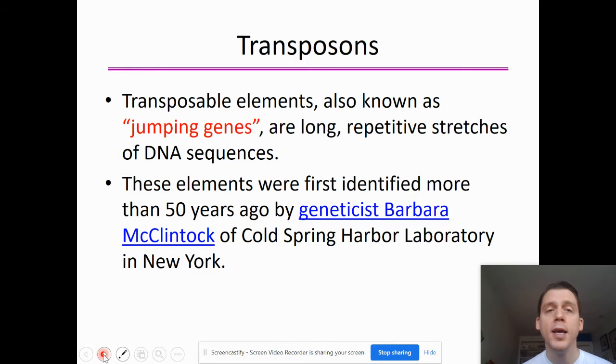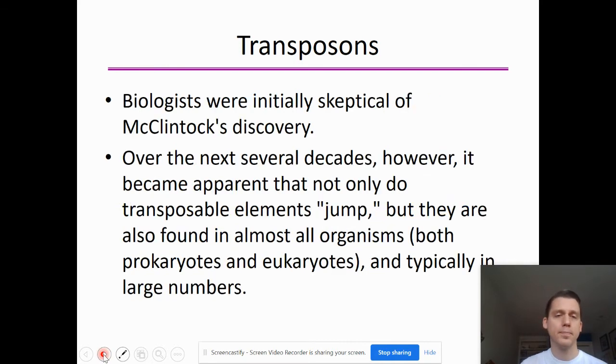up genomes. So transposons are really incredible, strange elements known as jumping genes. And they are long, repetitive stretches of DNA sequences that were identified only about 50 years ago by a geneticist named Barbara McClintock in New York. Biologists were initially skeptical of her jumping gene discovery, which as we talk about what it is, we'll see why. It's pretty incredible. However, eventually it did become apparent that these transposons jump. And not only that, they're not rare. They're very common. We find them in every type of organism, and we actually find quite a few of them.